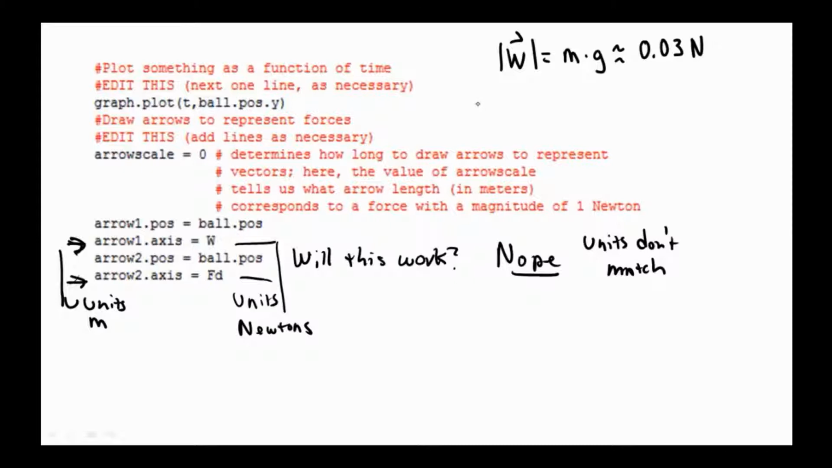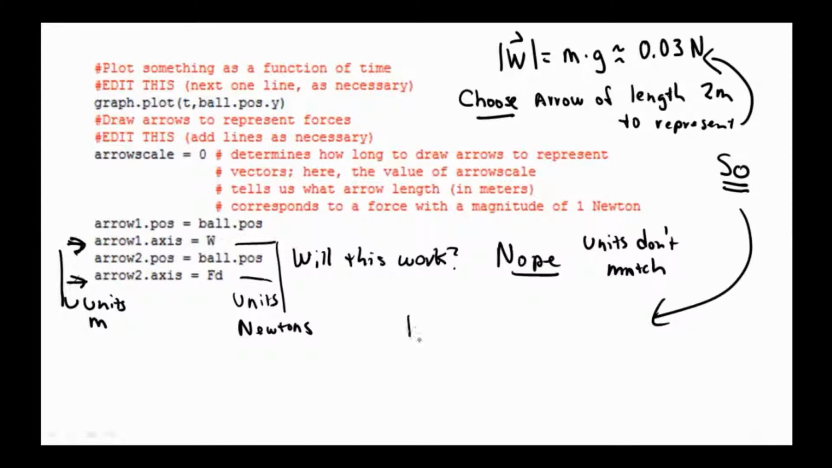We need to decide how long to draw the arrow to represent this magnitude. Our visualization window represents a field of view that is a few meters on each side. So, in order that we can easily view the arrow representing the weight, let's choose to draw an arrow that's 2 meters long to represent the weight.